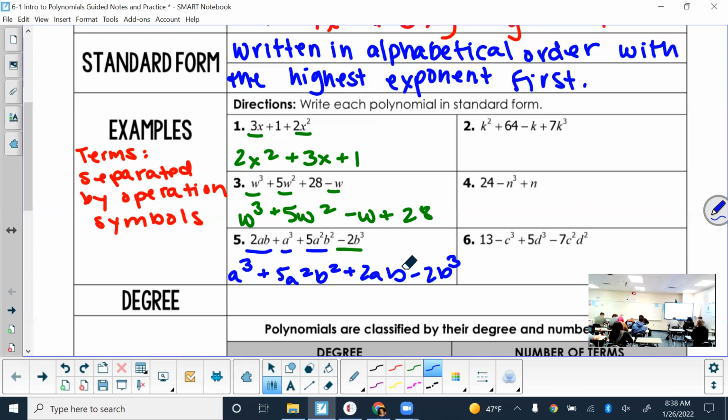All right, so ABC order trumps higher exponent. Yeah, b cubed is a higher exponent than b to the first, but this term has an a, so we tried it before. You guys try 2, 4, and 6. So try those.